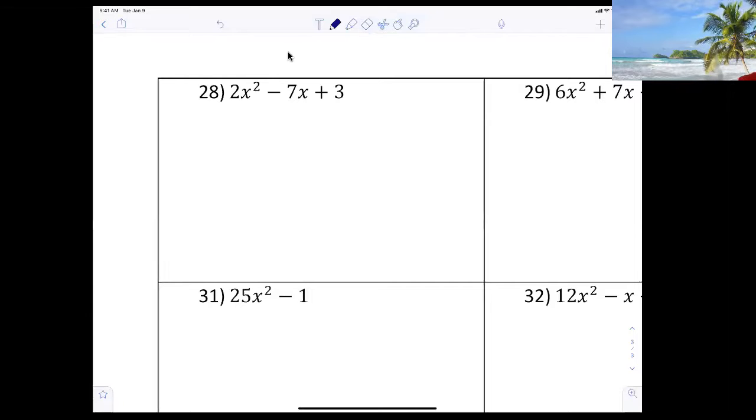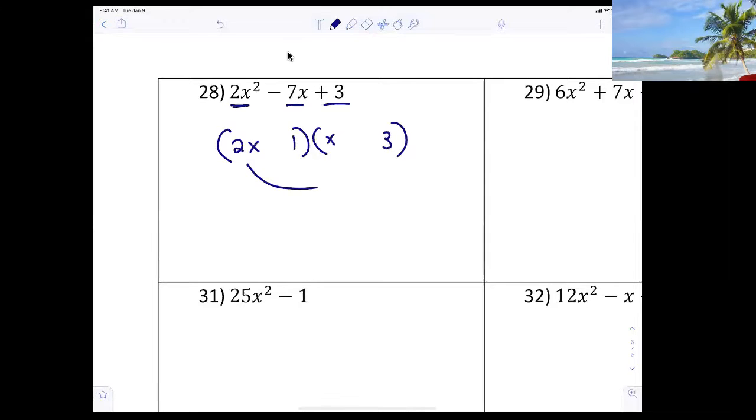All right, so how many terms are there? 3. So it's just two sets of parentheses. How do I make 2x squared? 2x and x. Factors of 3. So where's the 3 going? On the right side. That's why you train your brain by visualizing, because now you're starting to see where the numbers should go. And they're both negative. Seriously, if you can do this, you're all good for Algebra 2.